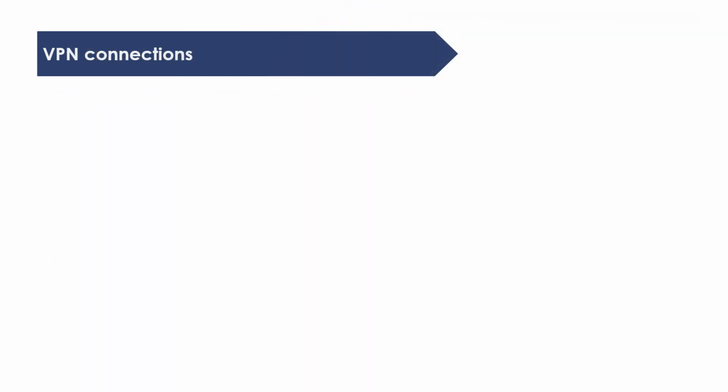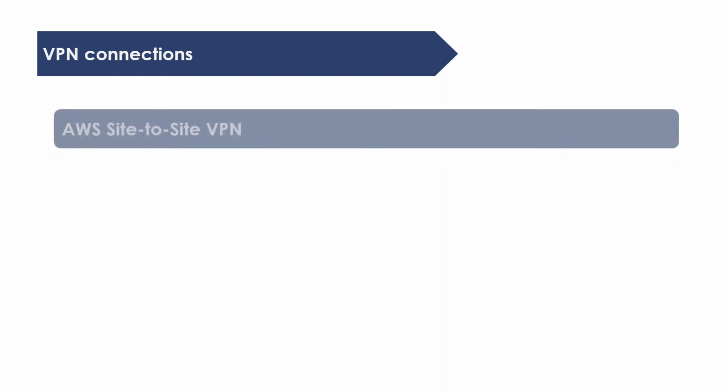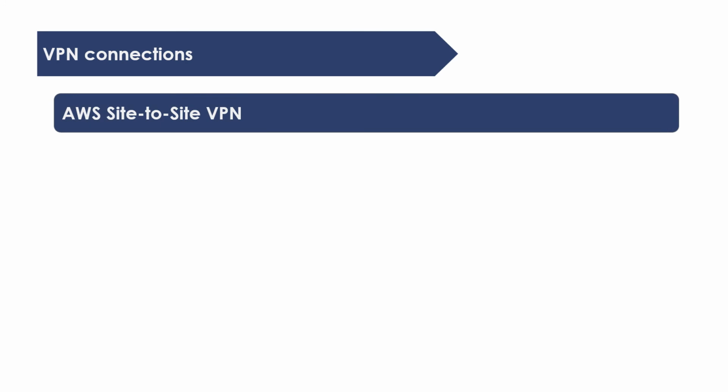The last type of connection is a VPN connection, which allows you to connect VPCs with your remote network. There are 5 options here. The first option is AWS site-to-site VPN, where you set up a virtual private gateway in VPC and customer gateway in your remote network and establish an IPsec VPN connection between the two.